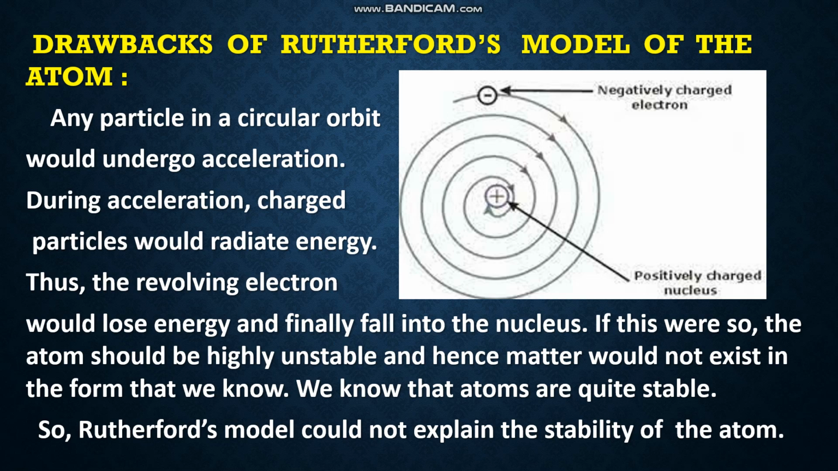So, any particle in a circular orbit would undergo acceleration. During acceleration, charged particles would radiate energy. Thus, the revolving electron would lose energy and finally fall into the nucleus. If this were so, the atom should be highly unstable and hence matter would not exist in the form that we know. We know that atoms are quite stable. So, Rutherford's model could not explain the stability of the atom.